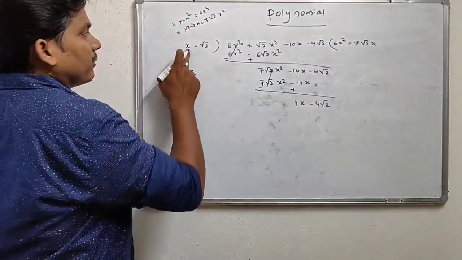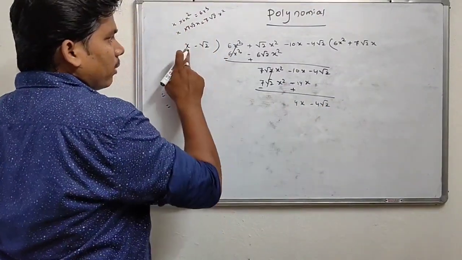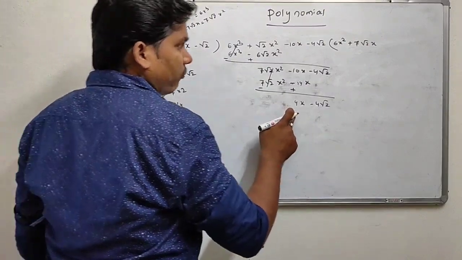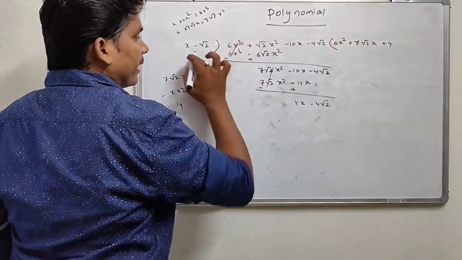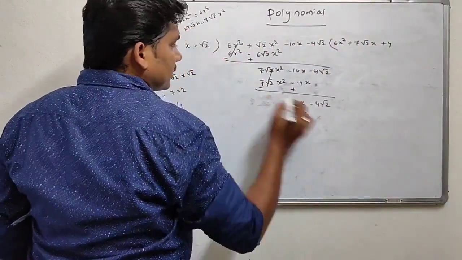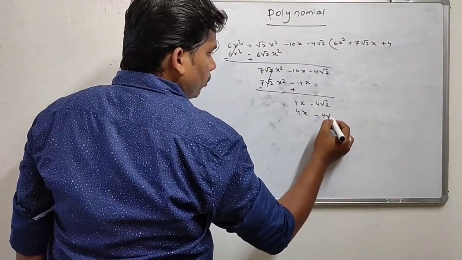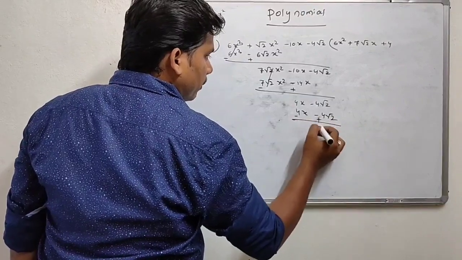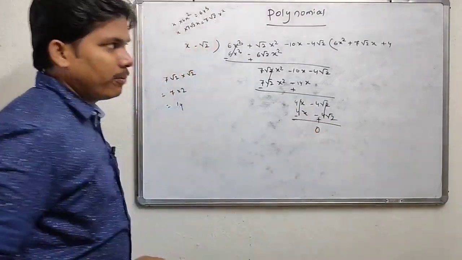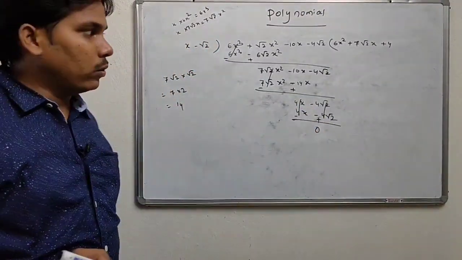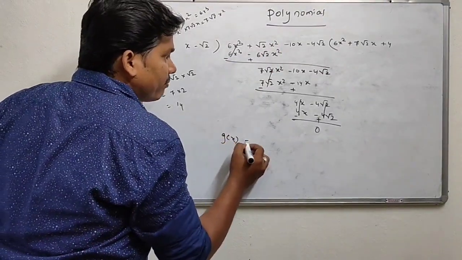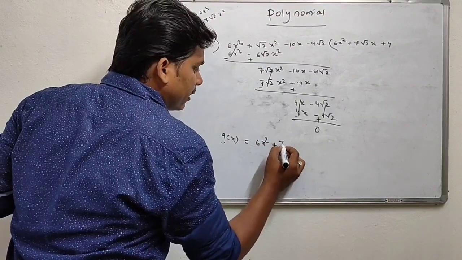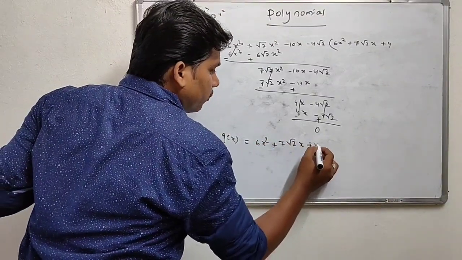Now again I will consider the x and 4x. If I multiply the 4 with the x, I will get 4x. Now I will add the plus 4 here. 4 into x, 4x, minus 4 into root 2, 4 root 2. This will be negative and positive. This will be cancelled. This will be 0. Now the remainder is 0. What quotient did I get here? The g of x is 6x square plus 7 root 2 x plus 4.